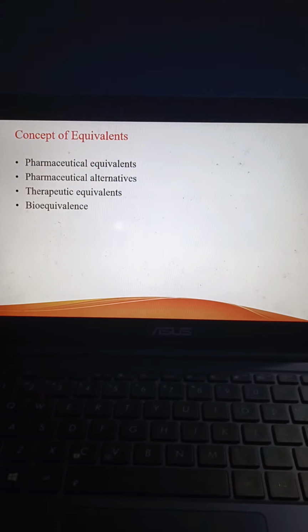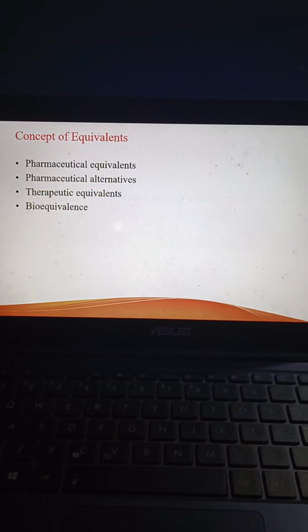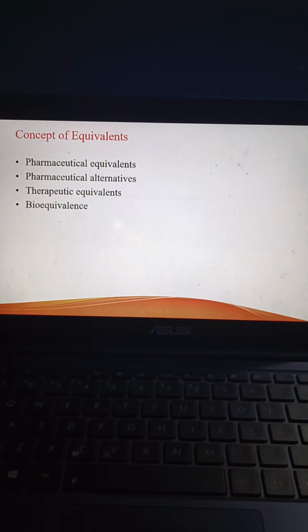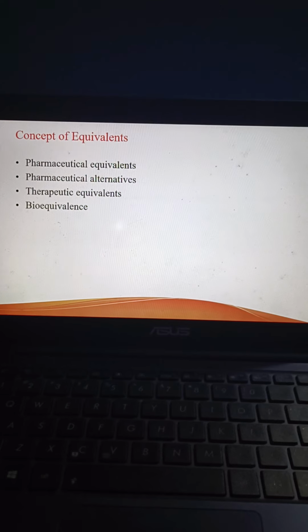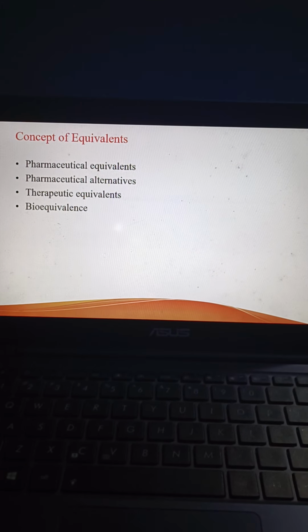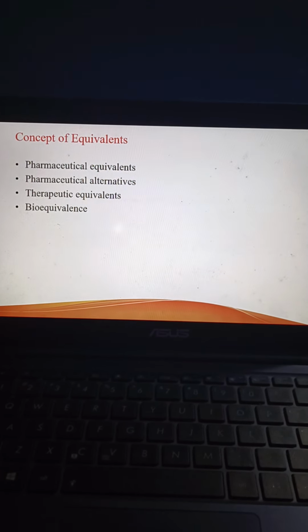Then coming to the concept of equivalence. What is pharmaceutical equivalence? What are pharmaceutical alternatives? What is therapeutic equivalence? What is bioequivalence? You have to know all these things.